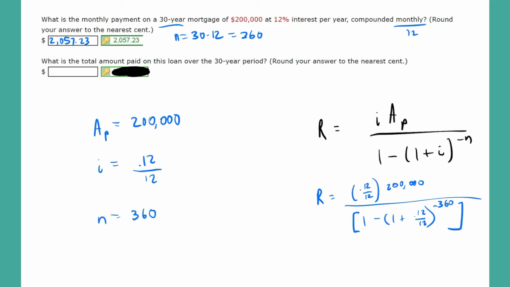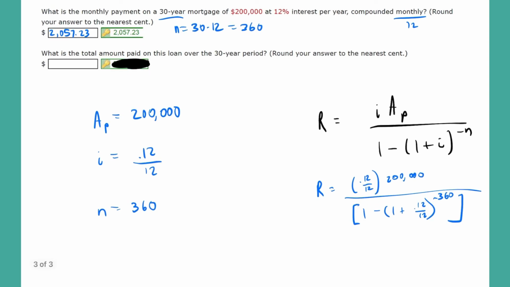Okay, now they're asking the follow-up question: what is the total amount paid on this loan over the 30-year period? So you're not just paying this amount. That would be great if that was all you're paying. You're paying a lot of interest. So the question is, how much total at the end of the loan is going to be paid, including interest? Basically, the price of the house plus all the interest, what is that total amount is what they're asking. So it just comes down to multiplying this amount times 360, because you're making this payment 360 times. So if you multiply those two numbers, you're going to get the amount paid on the loan over a 30-year period. However, you have to be super careful.